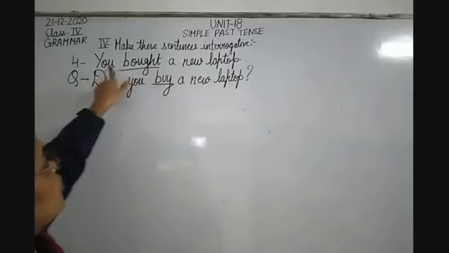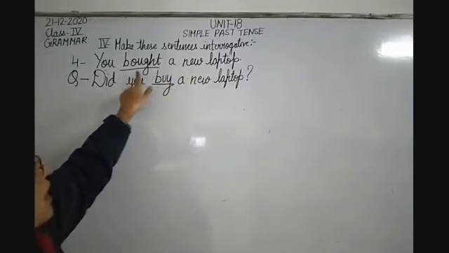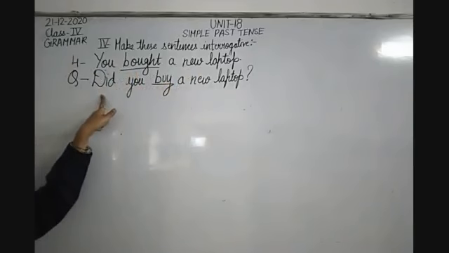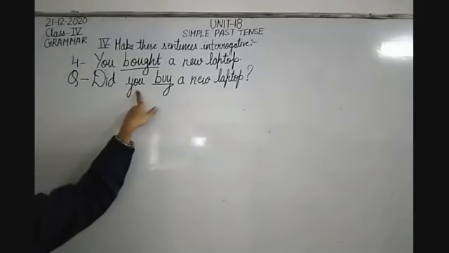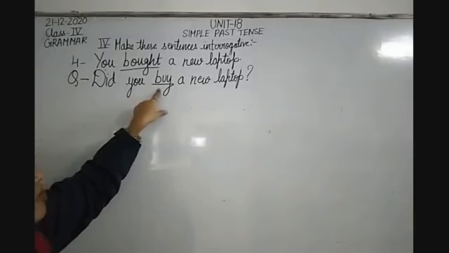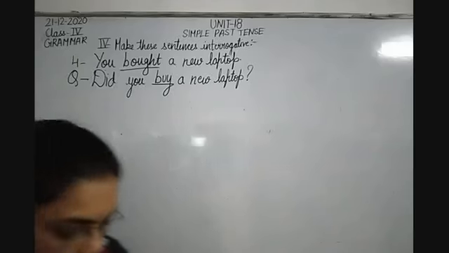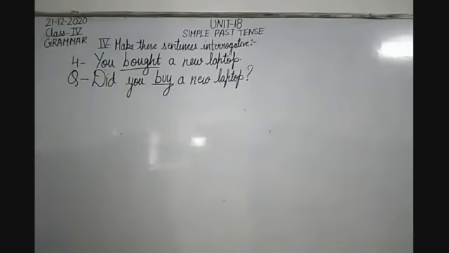Fine. So you bought a new laptop, underline the verb, bring back the verb to its root form, start the question with did, then the subject's first letter small unless it's a proper noun, the root form of the verb, a new laptop, and at the end question mark. Now, turn the page, children. Page 74.